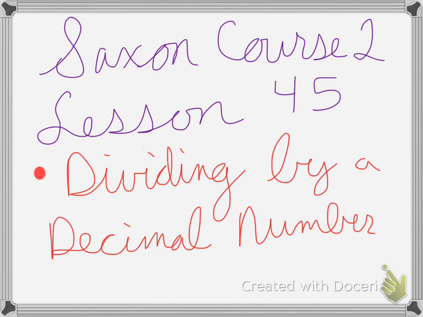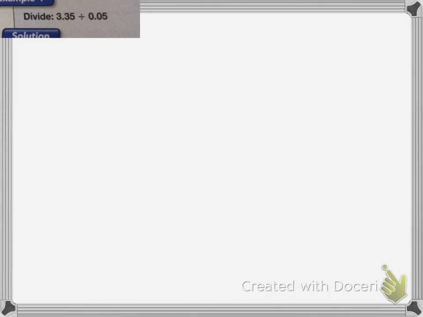Okay, Saxon Course 2, Lesson 45, Dividing by a Decimal Number. So here I have 3.35 divided by 0.05.